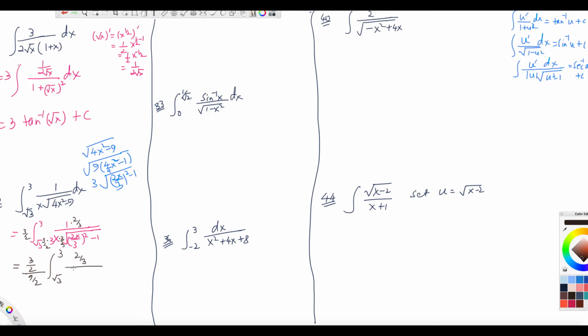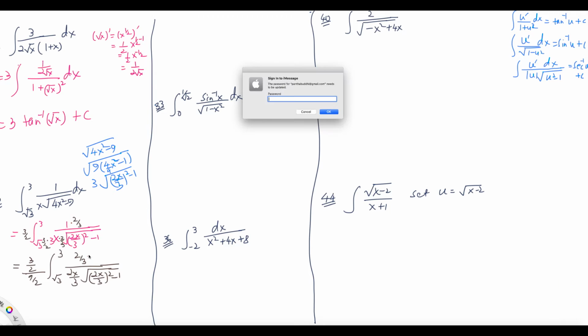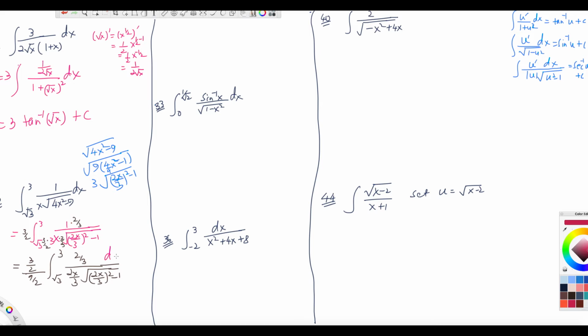2/3 over 2x over 3 under the root 2x over 3 squared. I'm sorry, I should have used that red or pink color there. By the way, this is dx here, right? So it is dx. Now it is u prime over u times the root of u squared minus 1. So you cancel that with that, that is 1/3. So 3, so that will be 1/3.